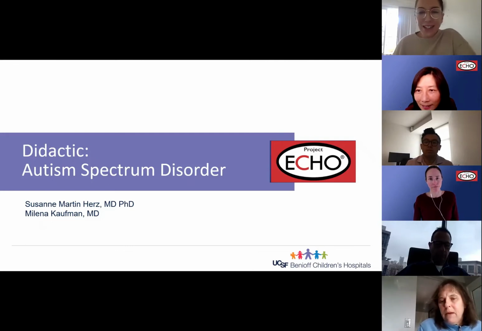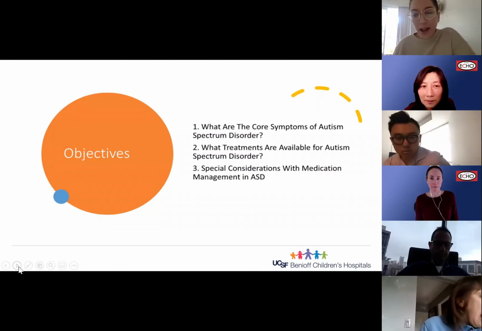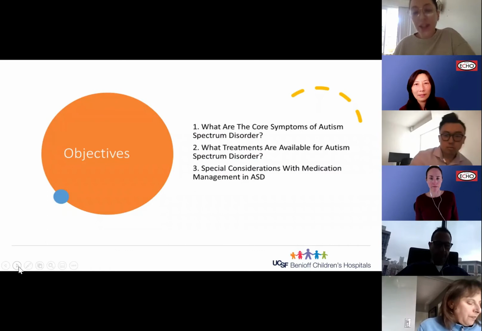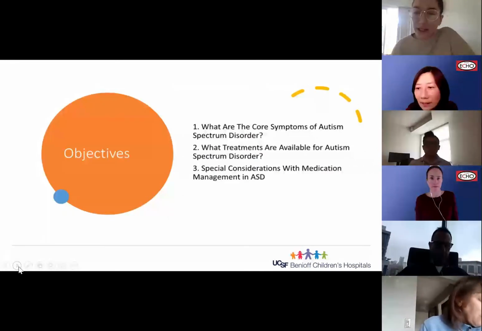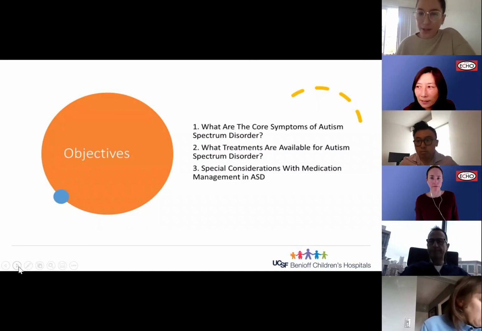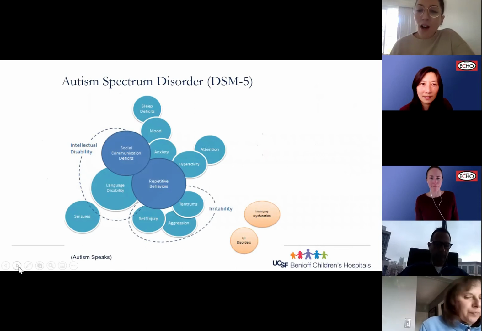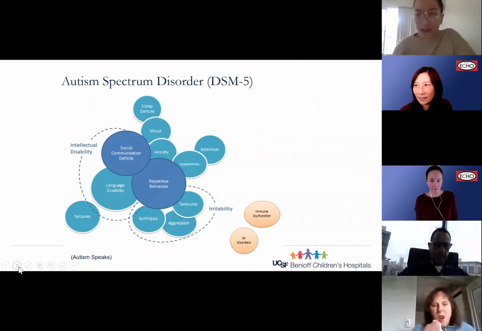So we can get started, go over just some of the objectives for today, some of the things we hope to leave you with. That'll be going over some of the core symptoms of autism spectrum disorder, what treatments we have available for these patients, and then just some special considerations when it comes to medication management with this patient population. Next slide.